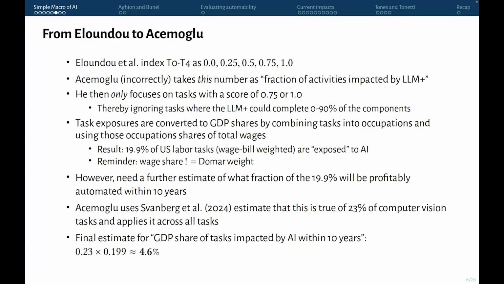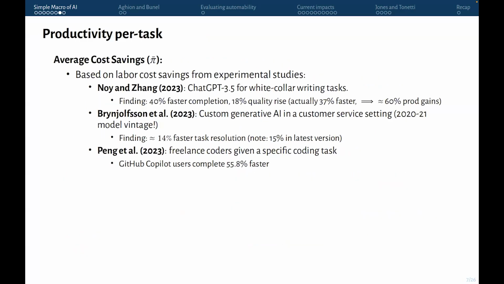Thanks, Paul. So yeah, the final estimate through this procedure that Acemoglu gets is 4.6% as the GDP share of tasks impacted by AI within 10 years, assuming something relatively like AI at the time of the writing. Then to get the average cost savings or the productivity improvement, he focuses on 3 experimental studies. One is this Noy and Zhang paper, which used ChatGPT 3.5 for white-collar writing tasks.